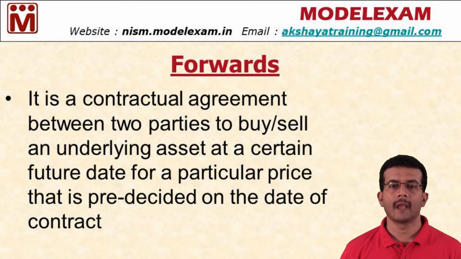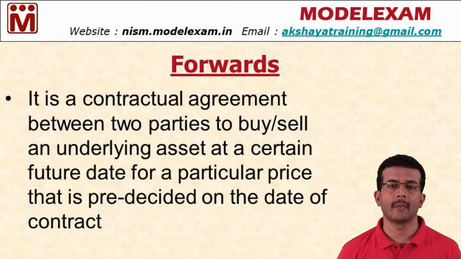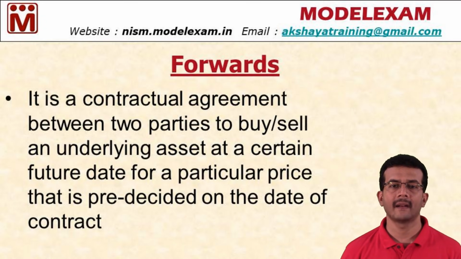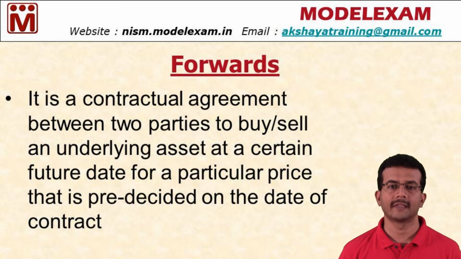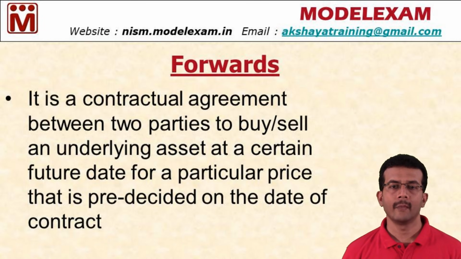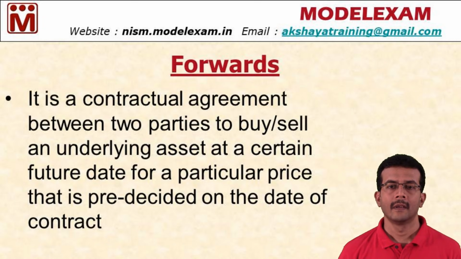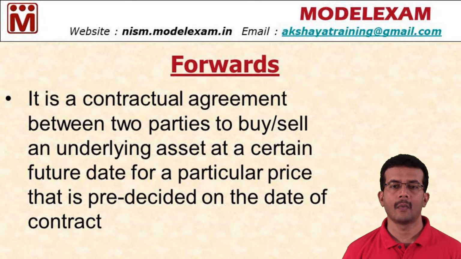Forwards. Now, we are going to see something about forwards. It is actually a contractual agreement between two parties to buy or sell an underlying asset at a certain future date for a particular price that is pre-decided on the date of the contract. Now, let us take an example. A farmer is entering into an agreement with a wholesaler to sell 10 tons of wheat after 3 months. So, he will decide on a price, and that price will be agreed upon by the wholesaler, and that price will also be a part of that forward contract. So, this contract is an example of a forward contract, and this contract has customized terms and conditions.